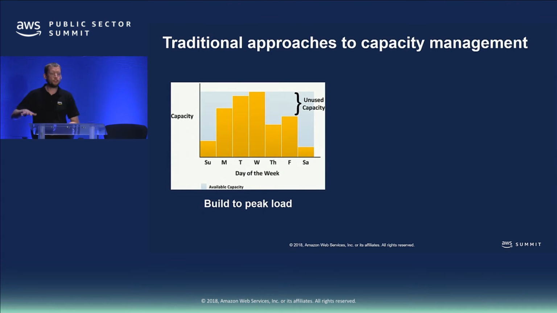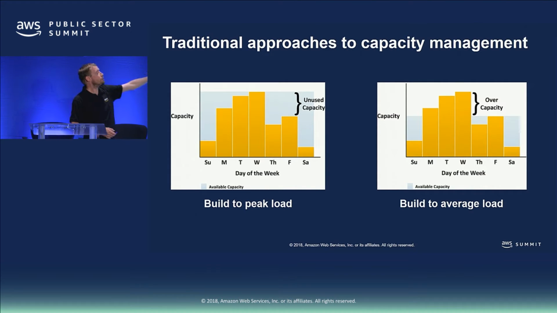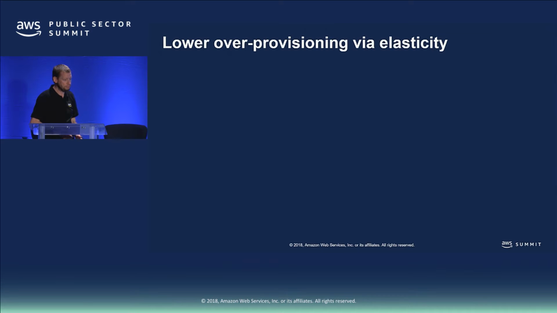So traditional approaches to capacity management, just to sort of recap on this. This is where we build to peak load. You can see that we've got capacity that's unused in particular parts of the day. If you build to average load, which is what some organizations do, you end up being over capacity at certain times. And in those situations, you start experiencing problems with performance and scale and so on.